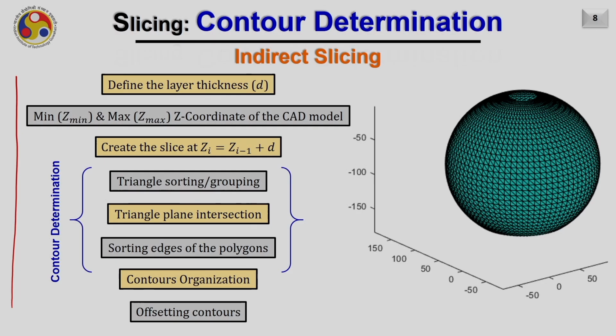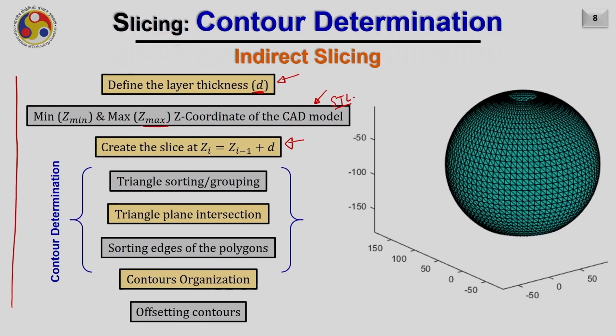The first step in slicing is to define the layer thickness, and I am defining it by D here. Then we have to obtain the minimum and maximum values of the Z coordinates from the CAD model, which is our STL file. It is very easy to obtain because it is a collection of triangles. If you are using MATLAB, you just need to use the max or min function on the particular array to obtain the maximum or minimum value of the z coordinate.